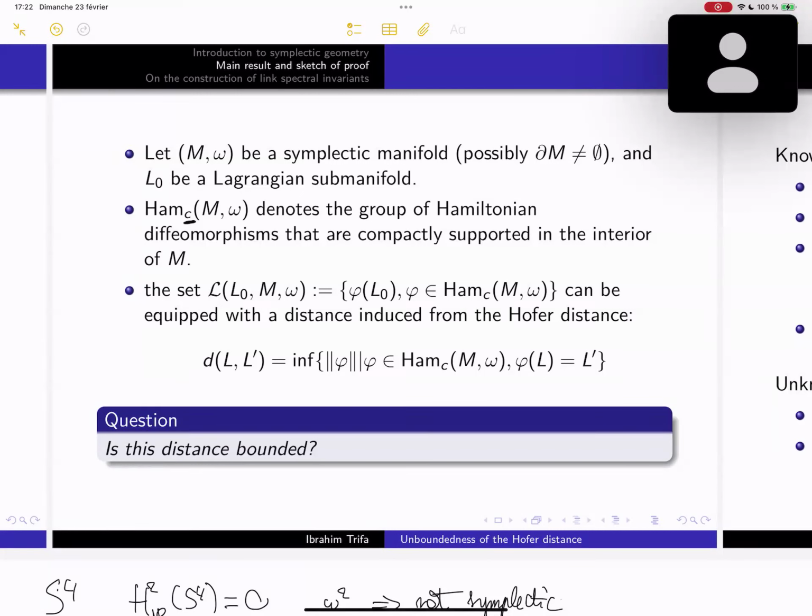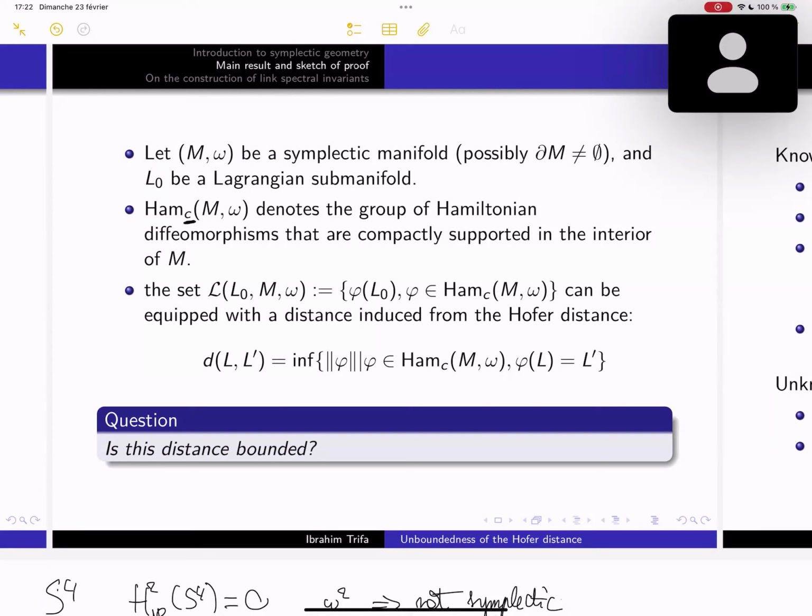Yes, I didn't say it before, but any symplectomorphism sends Lagrangian submanifolds to Lagrangian submanifolds. This is because the symplectic form vanishes on the Lagrangian, and since phi preserves it, it will also vanish on the image. So the image is also a Lagrangian submanifold. So this is basically the set of all Lagrangians that are Hamiltonian isotopic to L0.